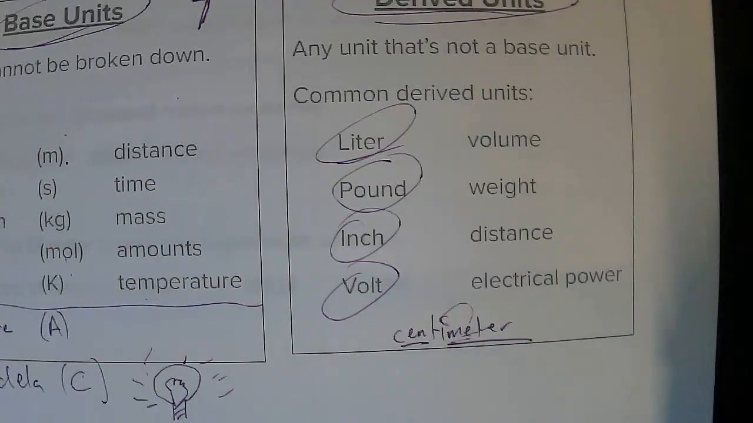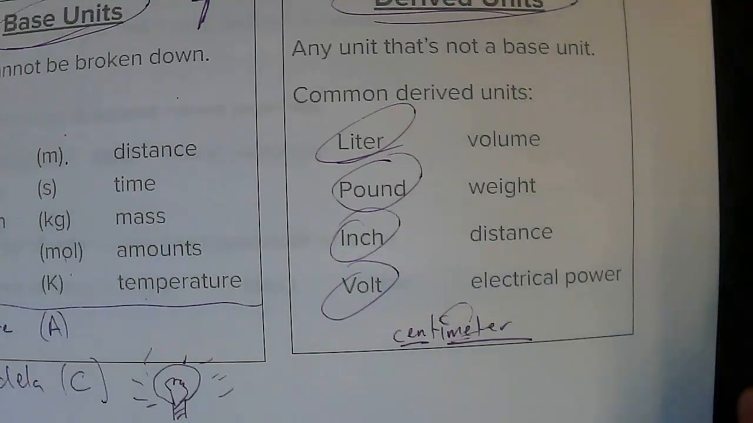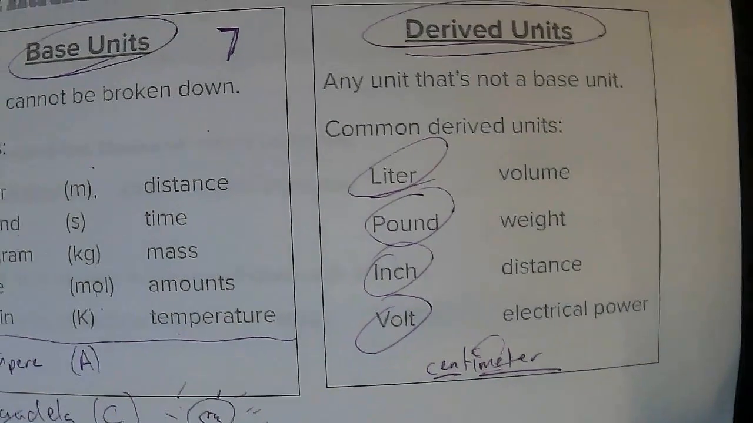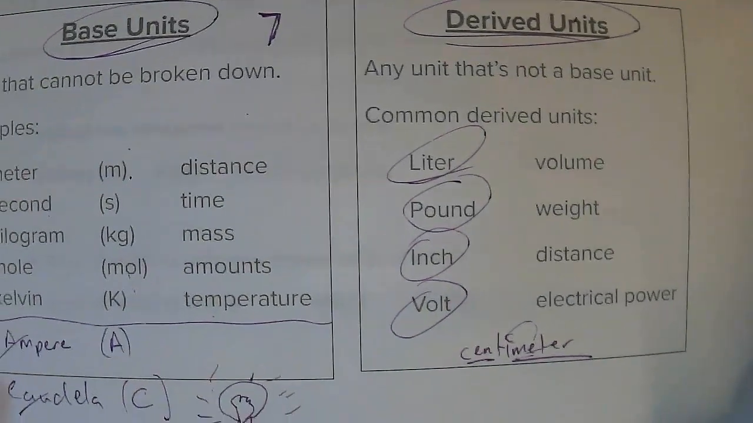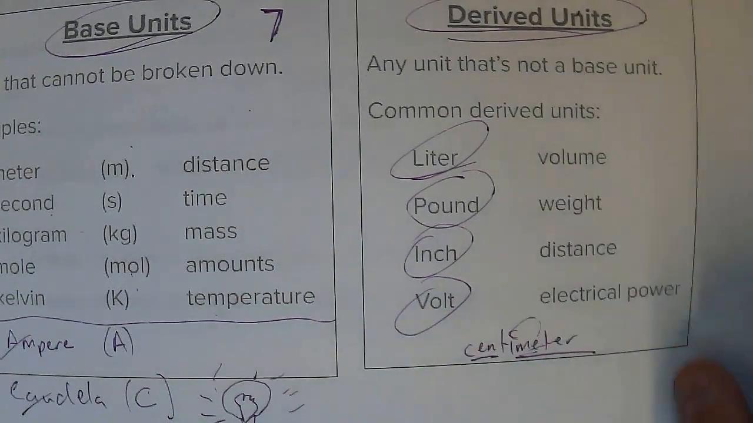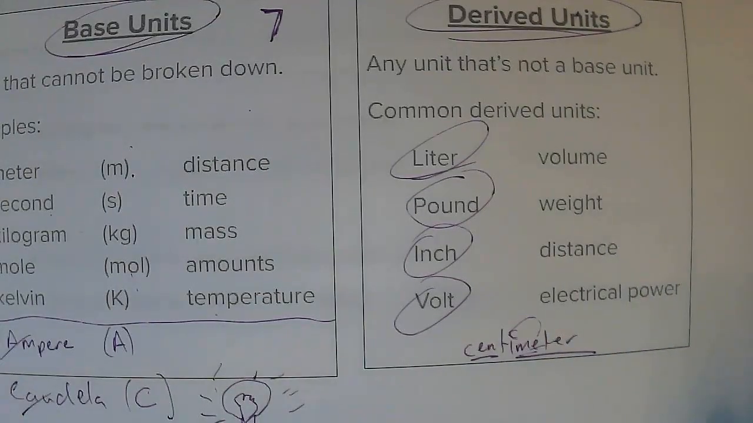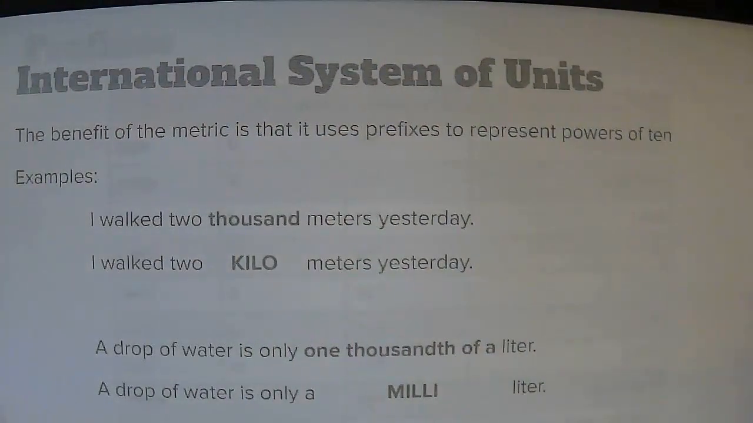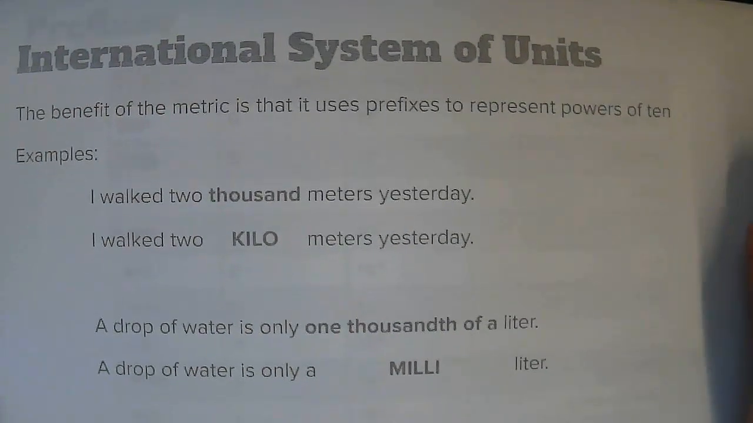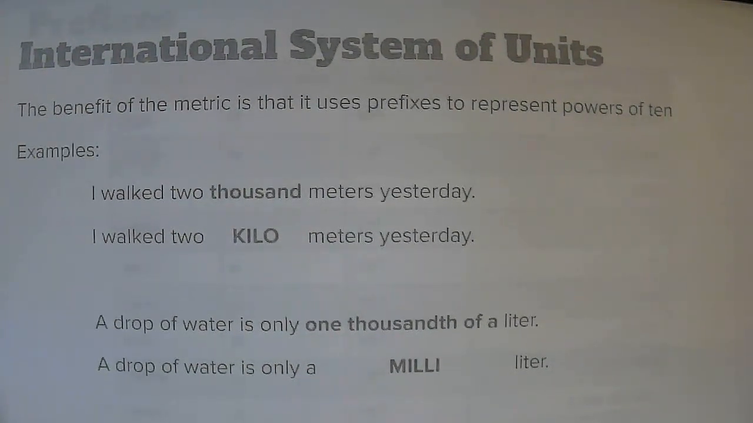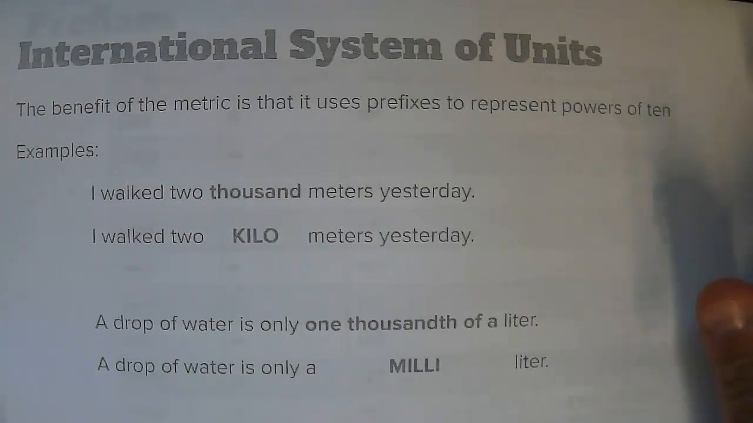So those are the differences between base units and derived units. Know these 7, and a derived unit is anything else. There are millions of derived units. The International System of Units also uses prefixes, and I'm sure at some point you have been told about prefixes in the metric system and what they mean.